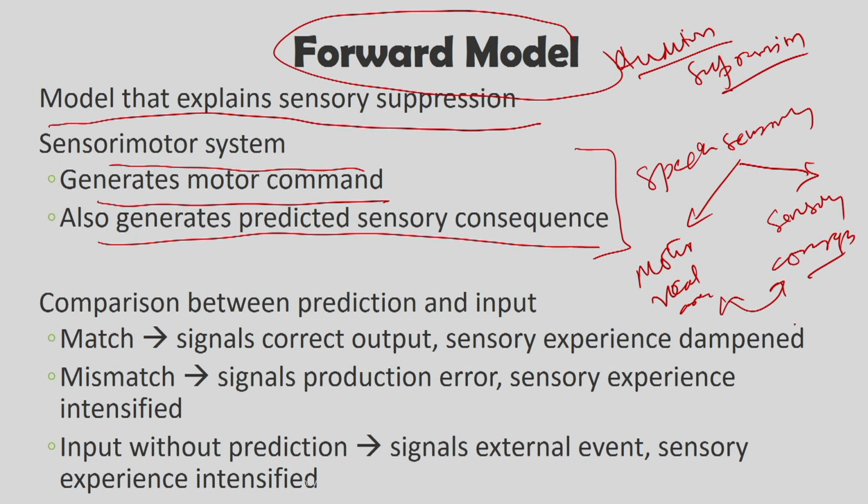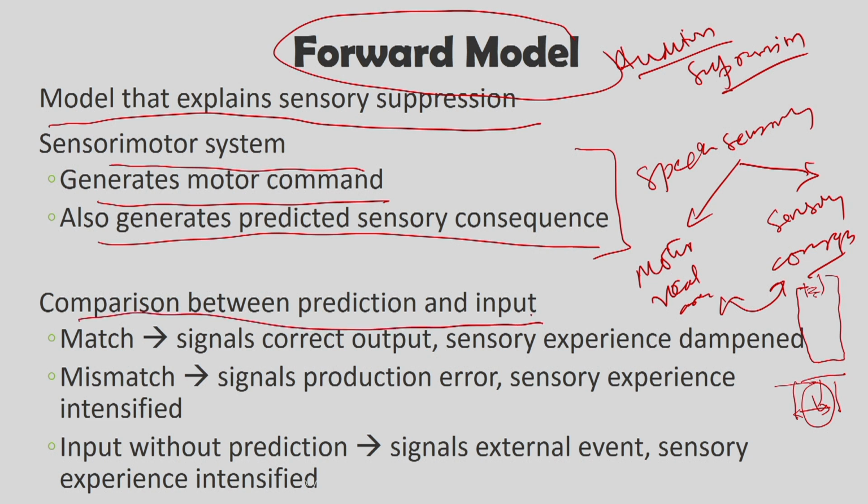Now, when the sound starts from the mouth and reaches the ear, if what the ear is hearing does not match what the somatosensory system said it should hear, then there will be heightened reactions. But if the consequence the somatosensory system produces, what it tells the ear it is going to hear, matches what the ear hears, then a suppression happens to what you are hearing.